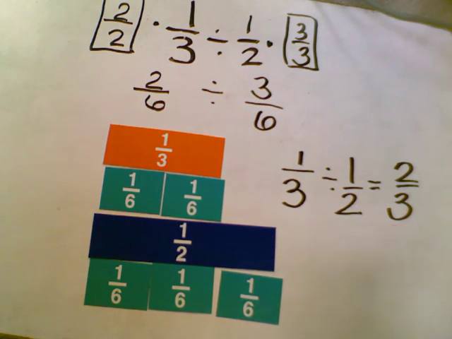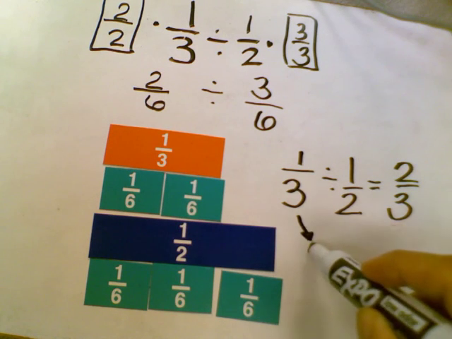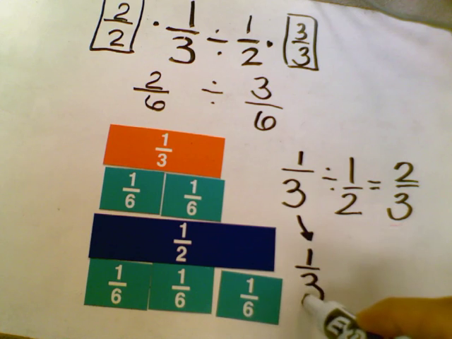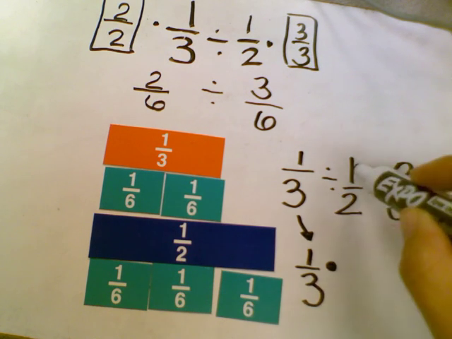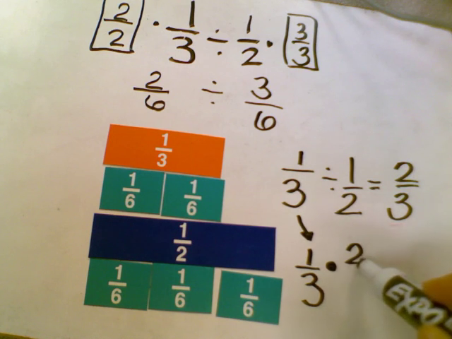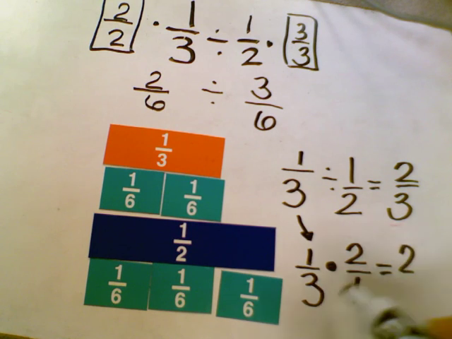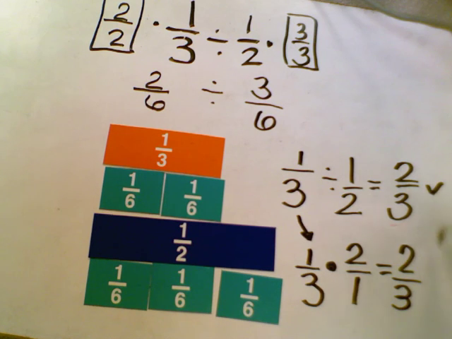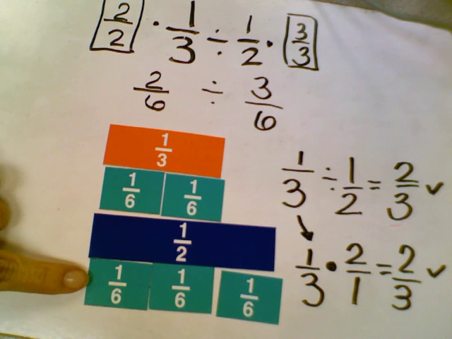We can check this mathematically by writing 1/3, changing the division to multiplication, and changing the second fraction to flipping it and seeing that 1 times 2 is 2 and 3 times 1 is 3. Both answers match, but the thing is that now visually you can see it with the model.